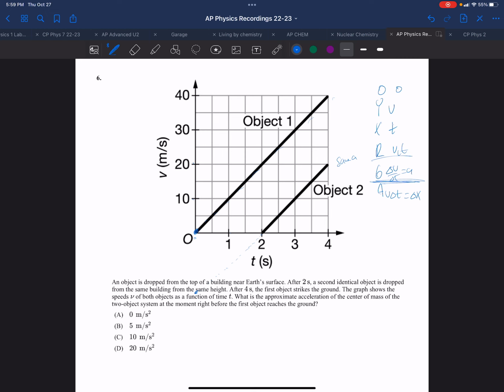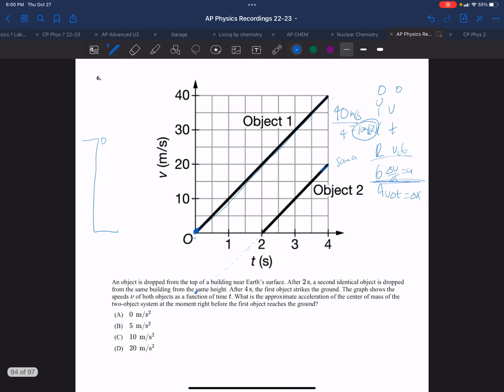All right, so an object is dropped from the top of a building near the Earth's surface. After 2 seconds, a second identical object is dropped. All right, so this is the one that's dropped at time 0, and it accelerates, and we can see then that we have 40 meters per second is the change over 4 seconds, so the acceleration is 10 meters per second squared, which is what we'd expect for something under free fall, which means that's the acceleration of this one as well.